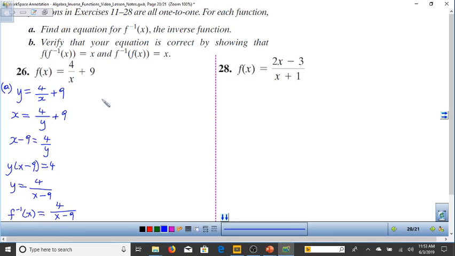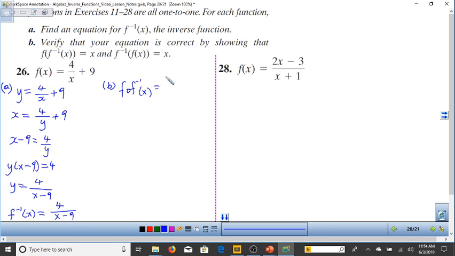Now, let's take a look at what that means. This is just the graph of 1 over x shifted to the right 9 units after being multiplied by 4. Now, if we're correct, then f of f inverse of x should be x.